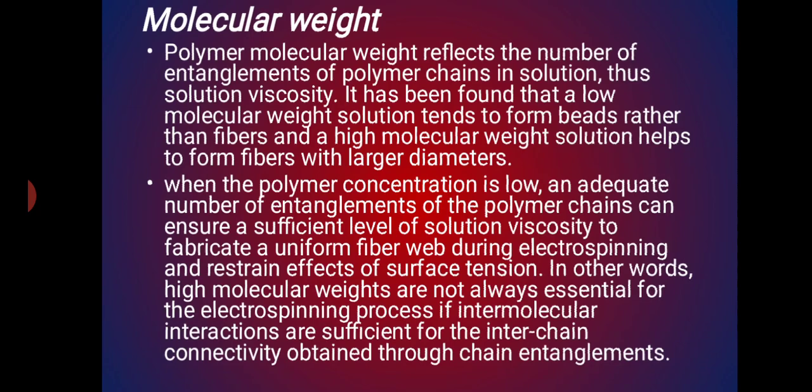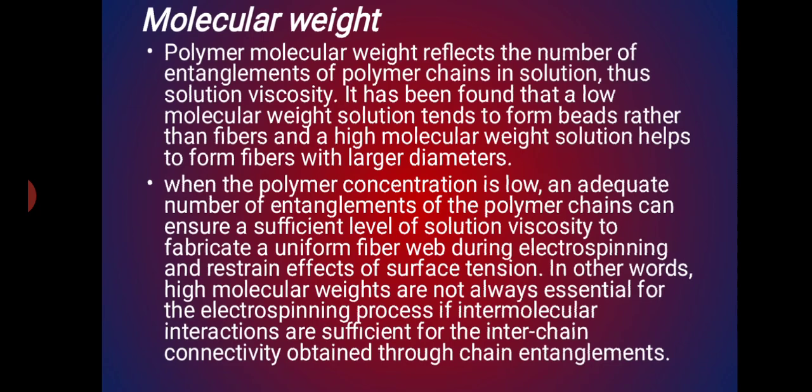So when the polymer concentration is low, an adequate number of entanglements of polymer chains can ensure a sufficient level of solution viscosity to fabricate a uniform fiber web during electrospinning and restrain the effect of surface tension. In other words, higher molecular weights are not always essential for the electrospinning process if the intermolecular interactions are sufficient for the interchain connectivity obtained through chain entanglements. So this point is very important in the fabrication of the polymers.